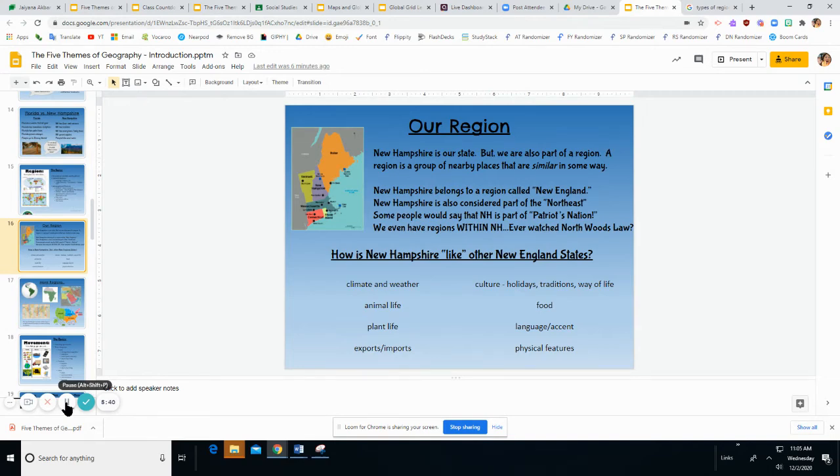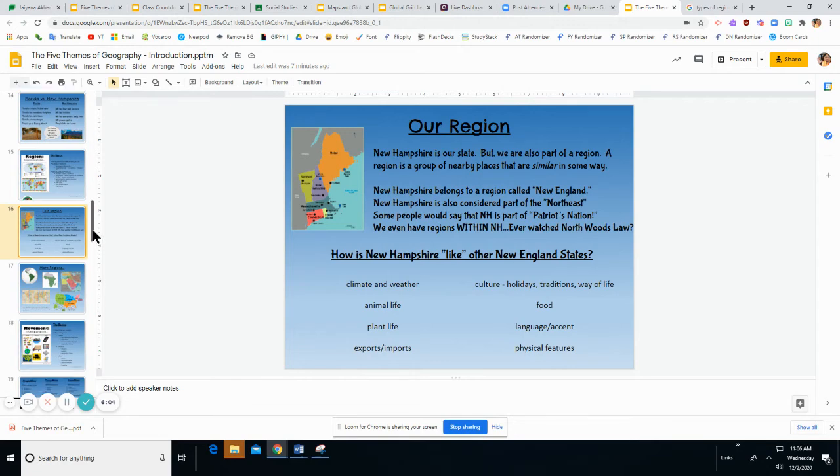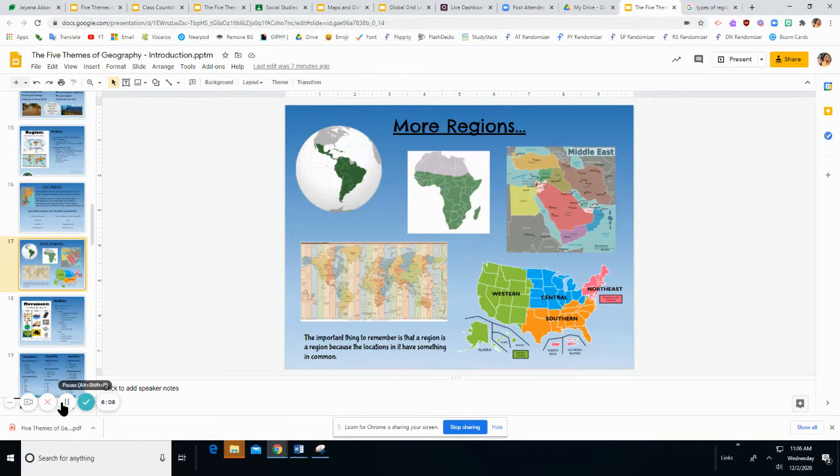We also share physical features with other New England states. So the Appalachian Mountains come up into New England. We have mountainous areas in New England, and we have ocean areas in New England, and we have flatlands in New England. So New England states are the same in lots of ways. Even though they are different states, they are very much similar, and so we put them all together as a region.